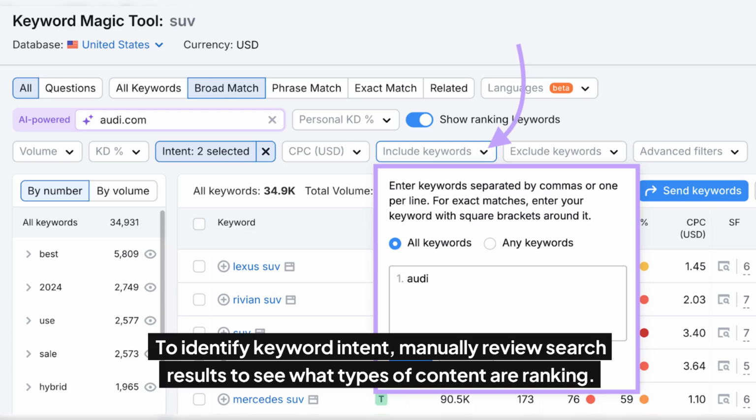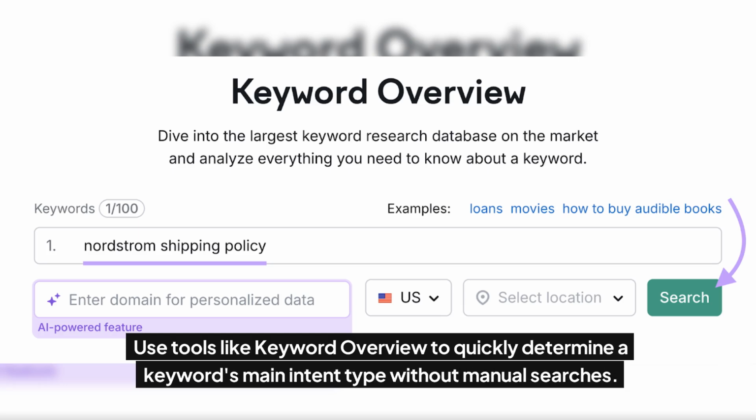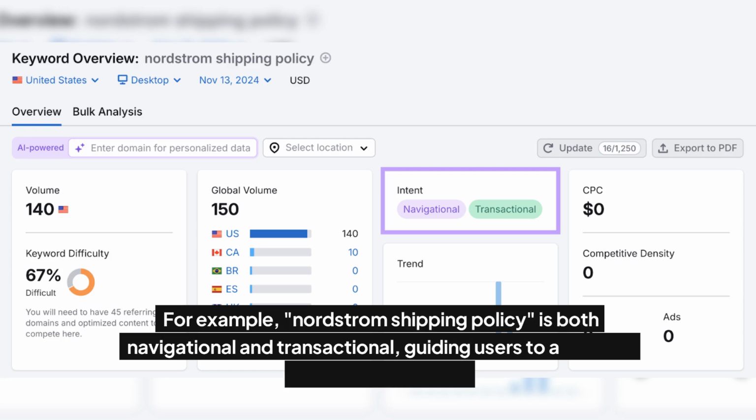To identify keyword intent, manually review search results to see what types of content are ranking. Pay attention to the format, length, topics, and structure of top-ranking pages to understand what users prefer. Use tools like Keyword Overview to quickly determine a keyword's main intent type without manual searches. For example, "Nordstrom shipping policy" is both navigational and transactional, guiding users to a specific page and purchase.